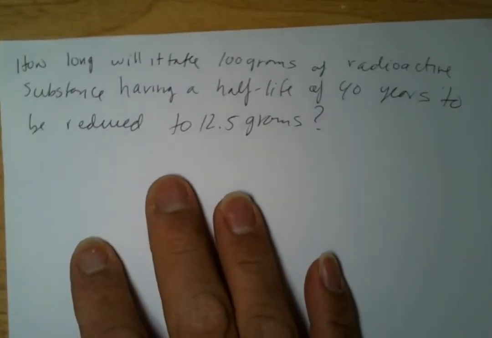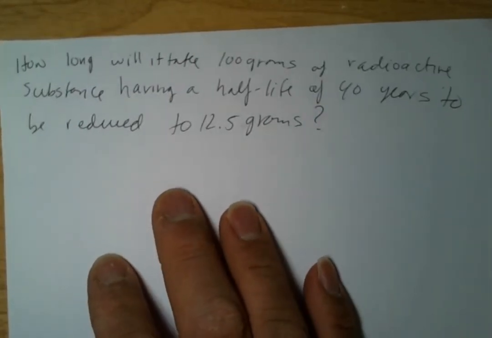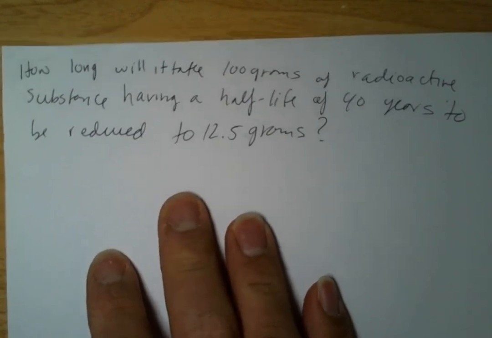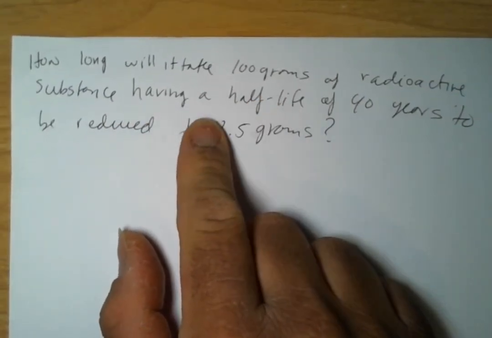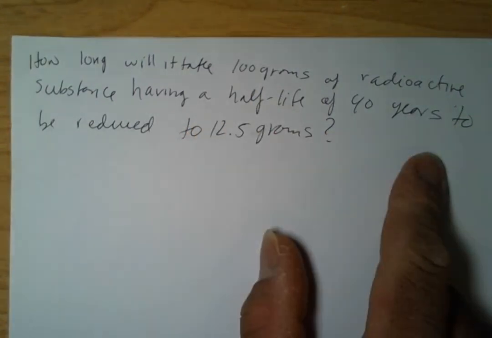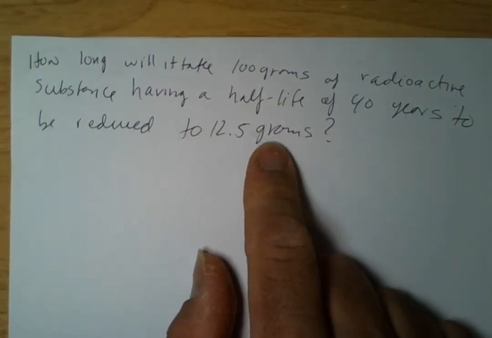Okay, so in this video, we're going to take a look at exponential decay. It says, how long will it take 100 grams of radioactive substance having a half-life of 40 years to be reduced to 12 and a half grams?